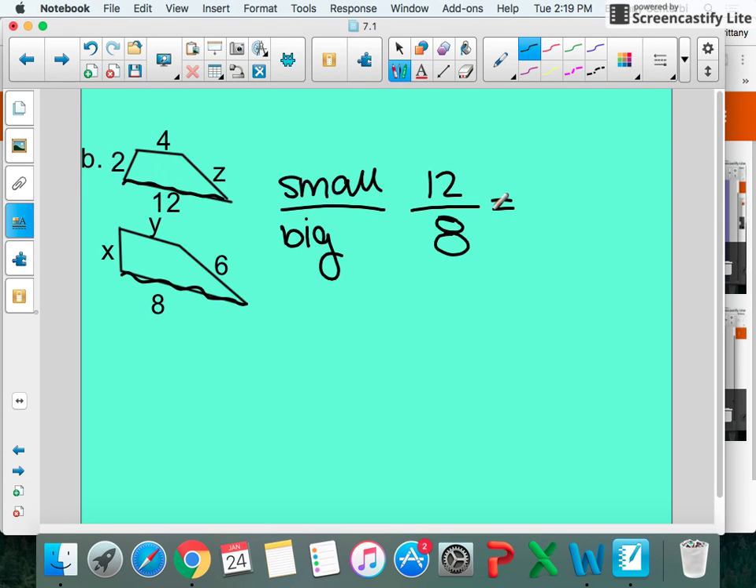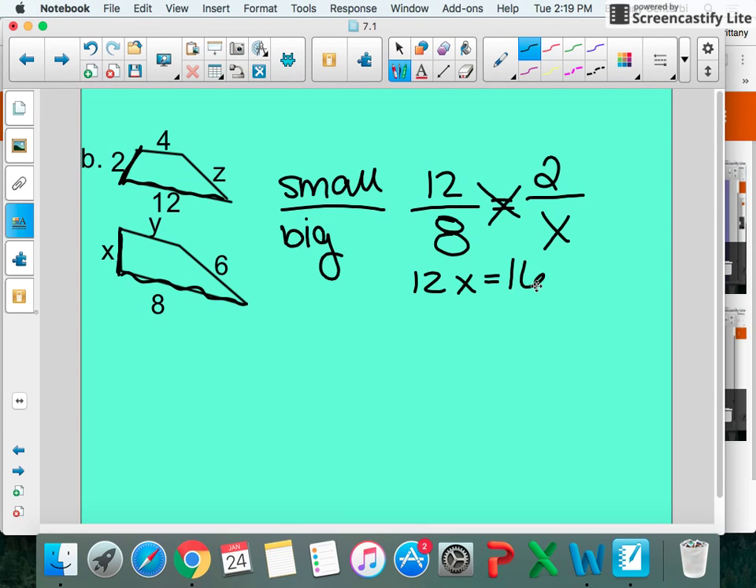So now I have to pick which variable I would like to solve for. I'm going to start with X. So again, I'm going to start with my small one. If I come to the small picture, I have 2. And then I have to go where X is. So X is in the bigger one. Now I'm going to solve the proportion again. We solve by cross multiplying. So I have 12X equals 16.